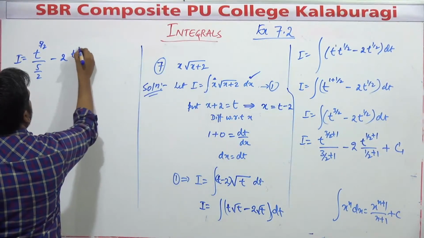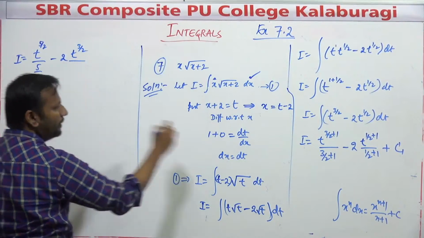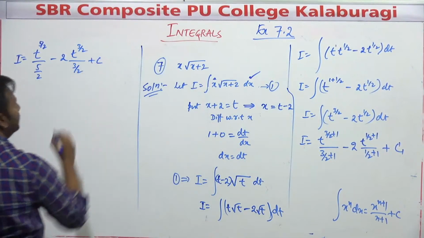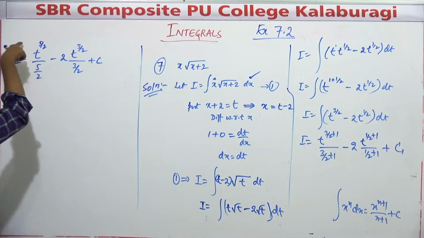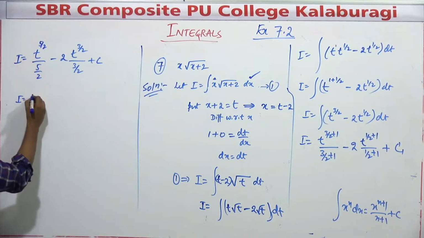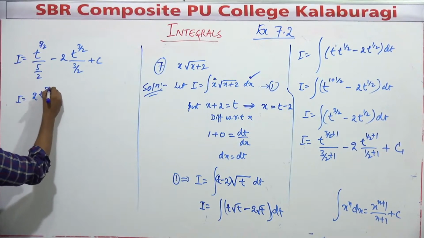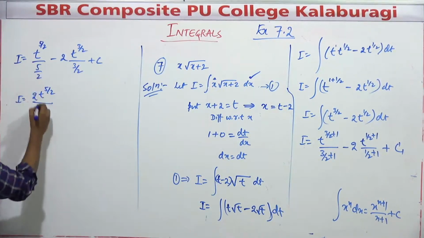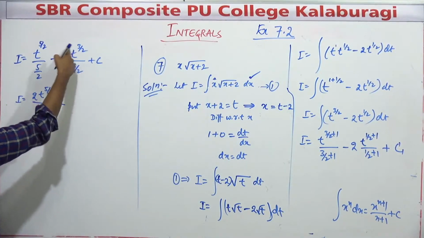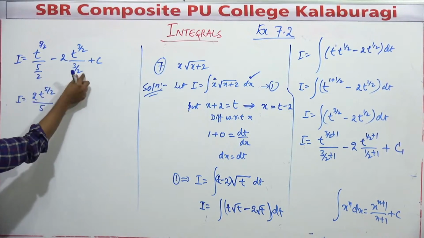1 and a half means what? Nothing but what here? 3 by 2. Denominator also. Half plus 1 is 3 by 2 plus c. Now this goes to the numerator. Flip it, this one. What happens? 2 goes to the numerator. 2 times t raised to 5 by 2 divided by what remains here in the denominator? 5. Now this 2 goes to the numerator. 2 into 2. Flip this one. 2 goes to the numerator.